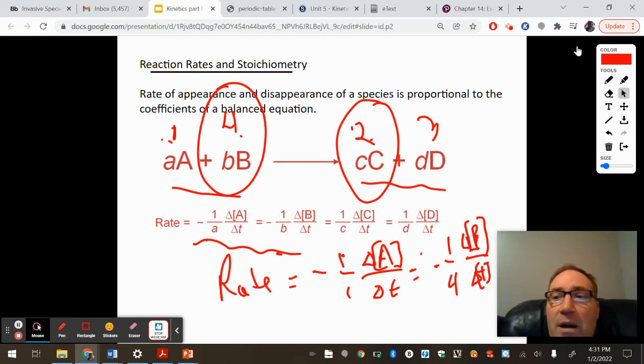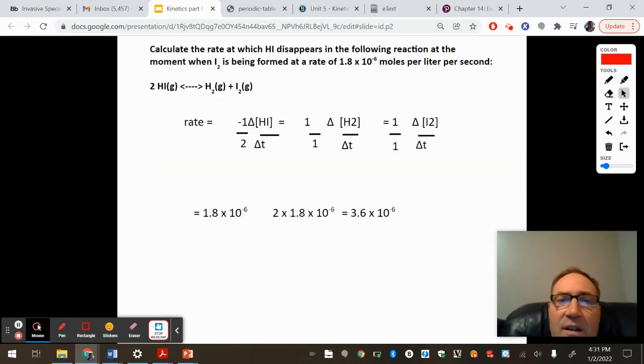Let's see what it looks like problem-wise. Let me get rid of this and go here. All right, so here's a really good example of what it all looks like. If we're talking about the rate of disappearance of HI, that would be hydroiodic acid, a strong acid. And then I have H2 and I2. And they're asking, what's the rate of HI if this stuff right here is forming at a rate of 1.8 times 10 to the negative 6 moles per liter per second?